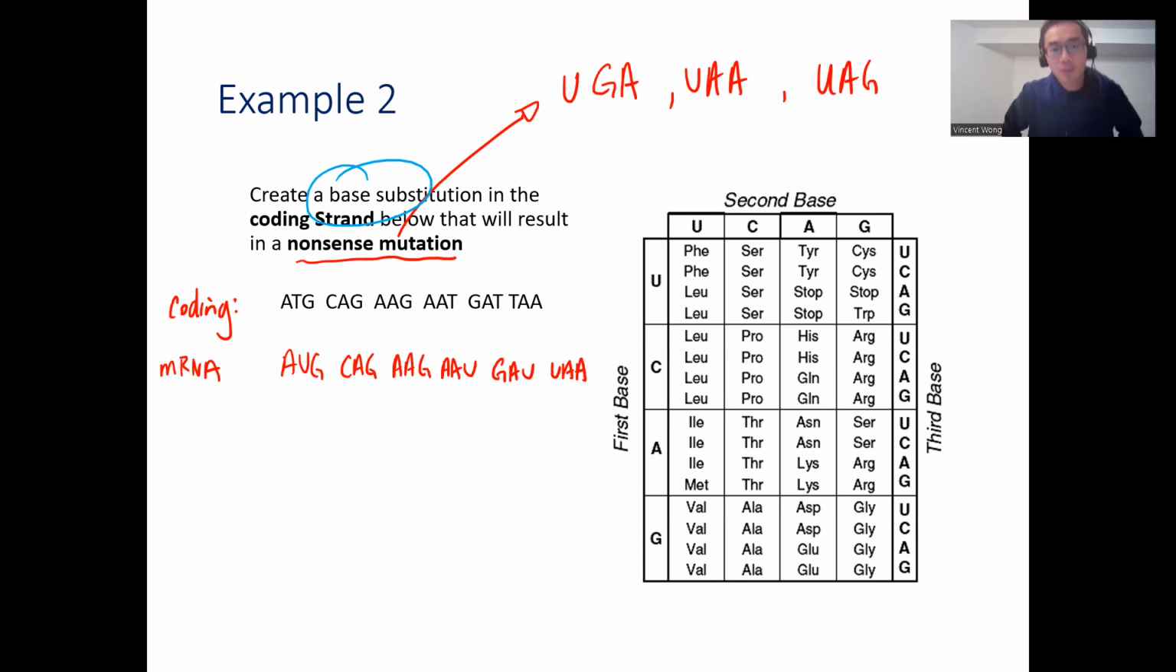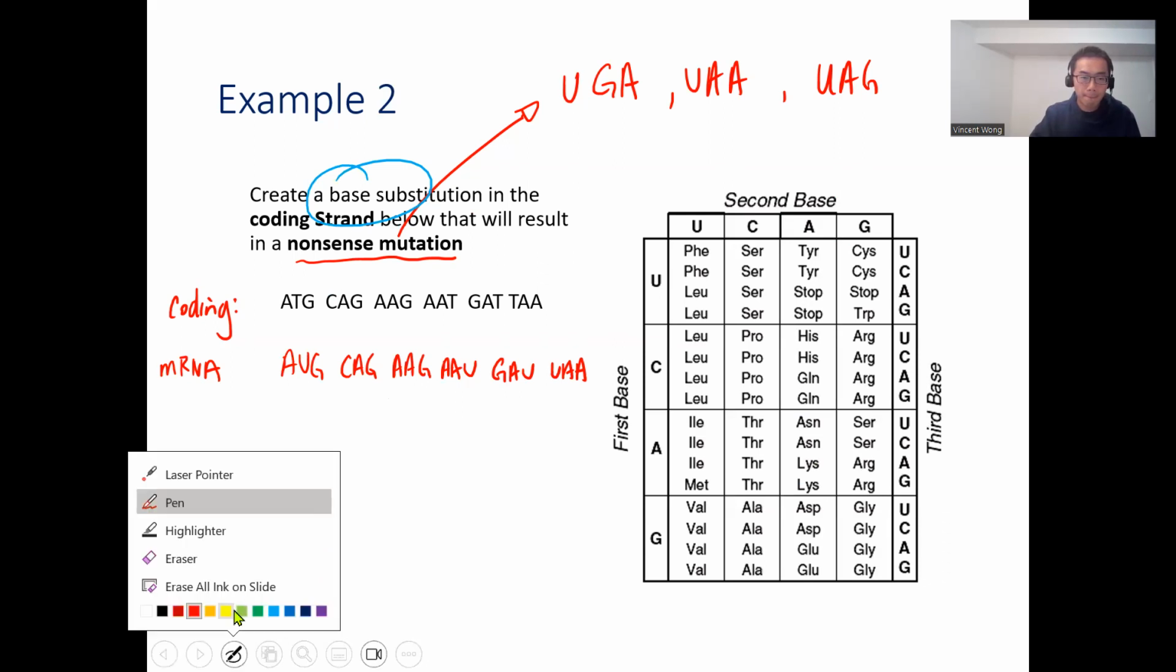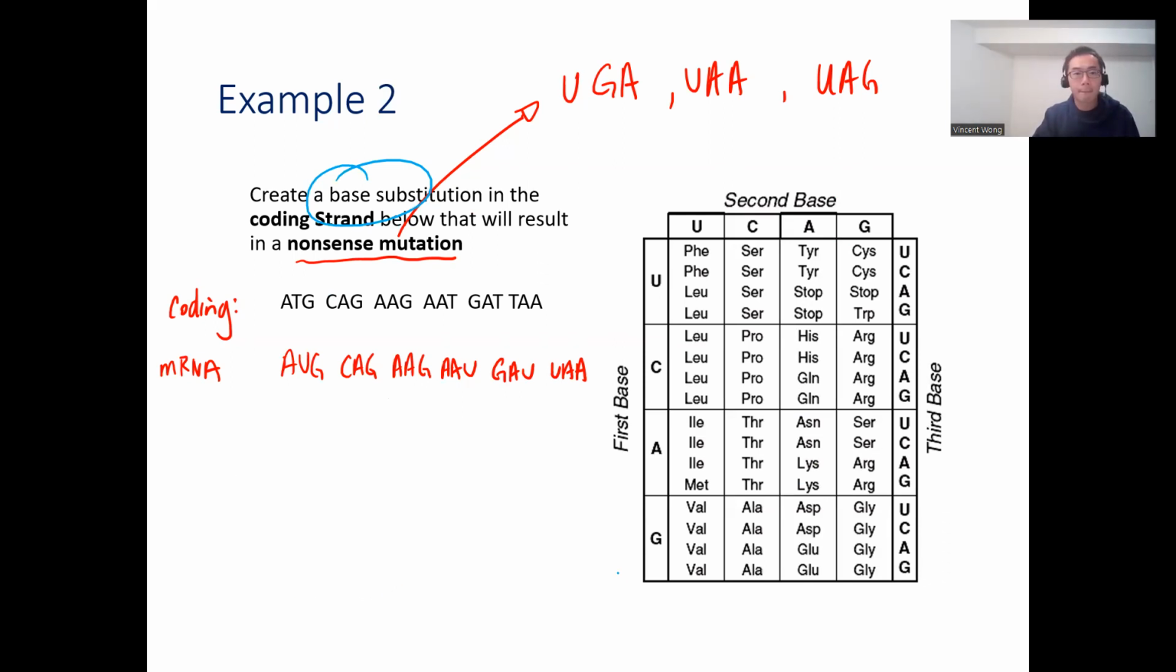Right, so where can we change? Where do we make the change? At UAA? The last one? Yeah. But that's already a stop codon, and you are meant to stop at that point. When you make these proteins, you're supposed to stop there. So you won't be changing that.